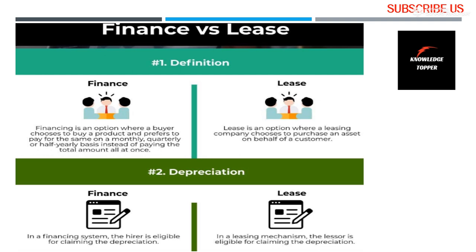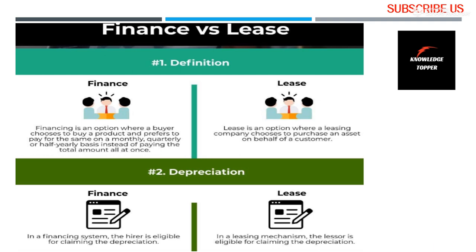Now if we talk about our second difference, like the basis for comparison is depreciation. And if we talk about from the perspective of finance, in a financing system the hirer is eligible for claiming the depreciation. And on the other hand, if we talk about depreciation from the perspective of lease, in a leasing mechanism the lessor is eligible for claiming the depreciation.